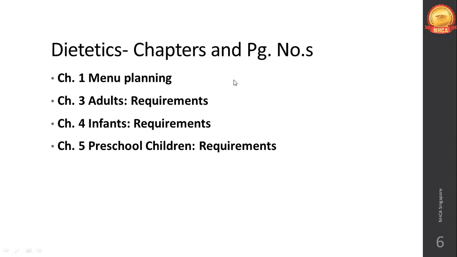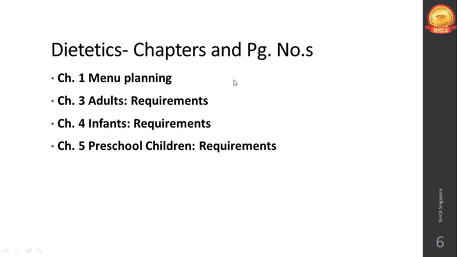How much calories, how much protein, what is the carbohydrate intake, vitamin intake. Just focus on this requirement. That is more than enough. Same for infants as well. Just the nutritional requirements and certain principles.